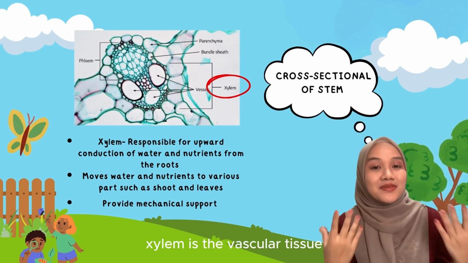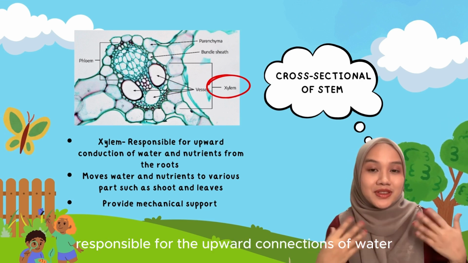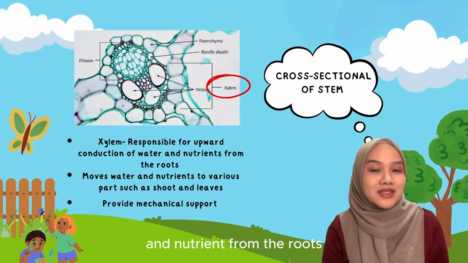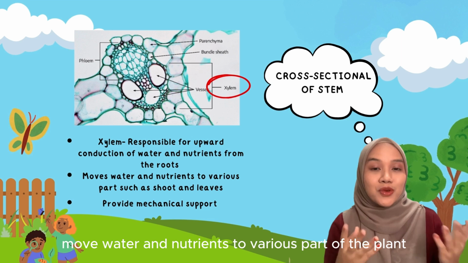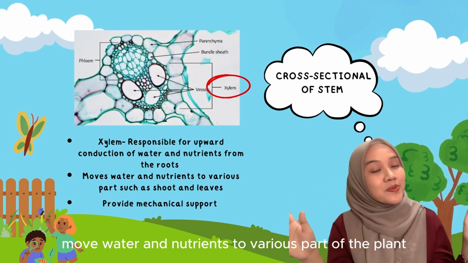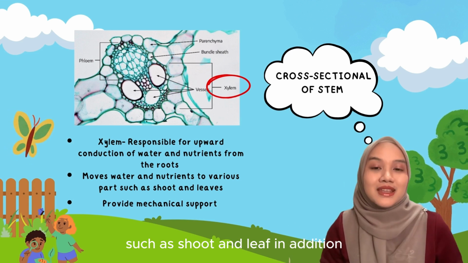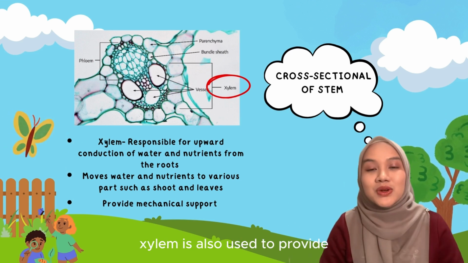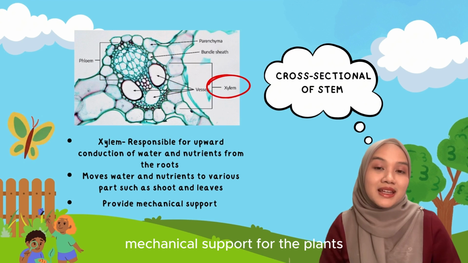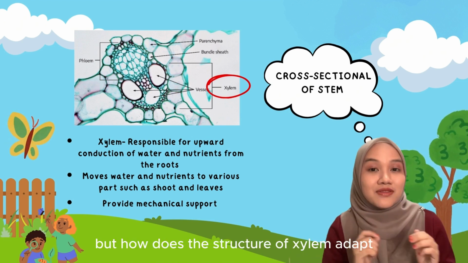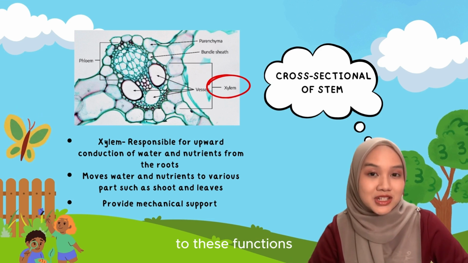Xylem is the vascular tissue responsible for the upward conduction of water and nutrients from the roots. The xylem tissue moves water and nutrients to various parts of the plant, such as shoots and leaves. In addition, xylem is also used to provide mechanical support for the plants. But how does the structure of xylem adapt to these functions?